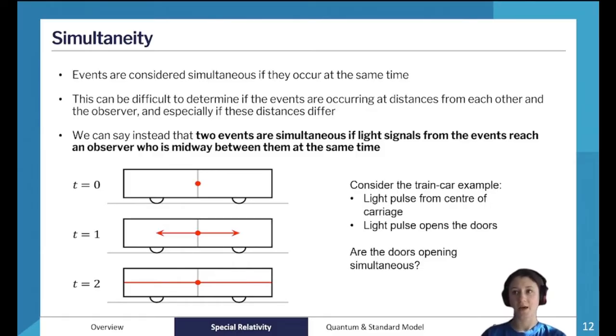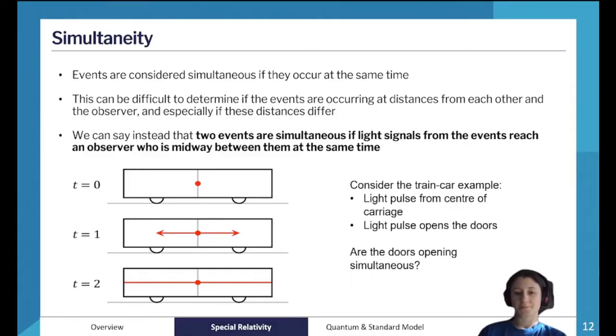Say we have a carriage which is stationary here, and we have light originating from the middle and then going out, and as you can see, it hits the end of the carriage at the same time. When it hits the end of the carriage, then the doors at either end of the carriage open. And the question is, are the doors opening simultaneous? They are, all right, because measured from the center of the carriage, the light signals from the event occur at the same time.